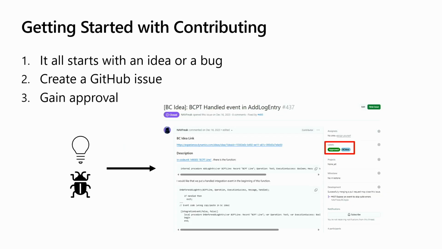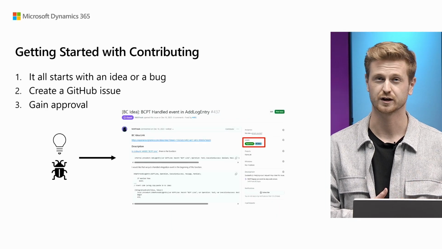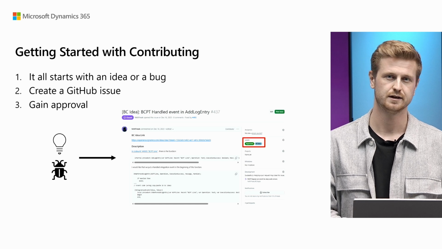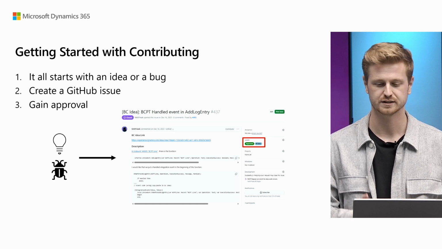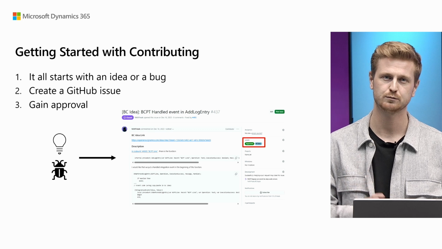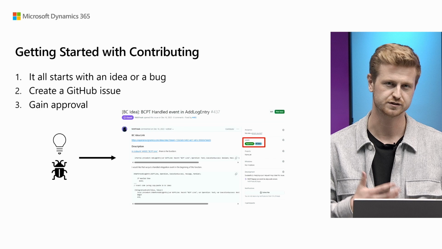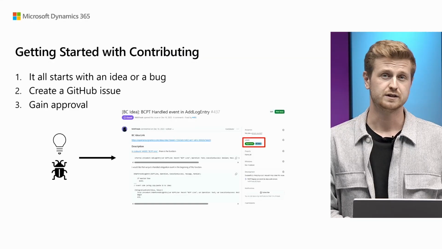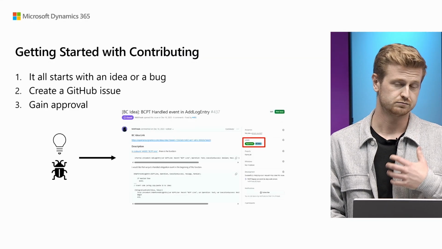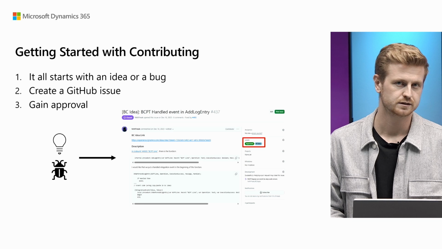Once you open up an issue, this is really the place where you can collaborate with the BC community and members of the Microsoft team to figure out what it is you want to implement. Maybe there are some clarifying questions that need to be asked. The thing to look out for is here on the right side, you will get an approve label. The approve label basically means that you've gotten the go-ahead from Microsoft to continue with this contribution. We support you in the contribution, and we're looking forward to seeing your pull request. So once you have the approve label, then you can go ahead and start developing.